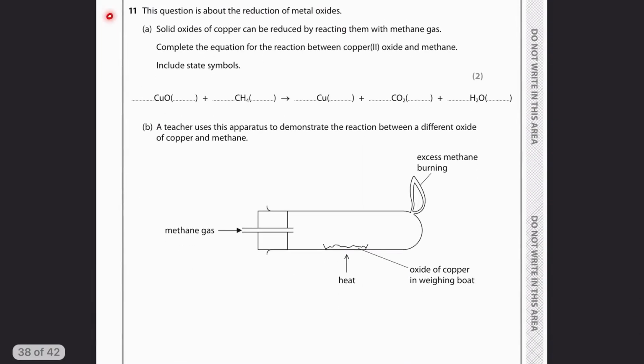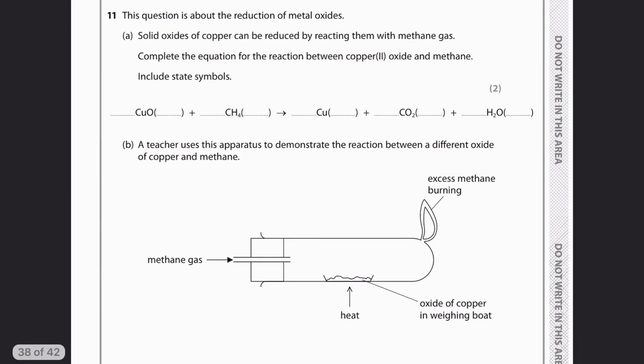Okay, question 11. This question is about the reduction of metal oxides. Solid oxides of copper can be reduced by reacting them with methane gas. Complete the equation for the reaction between copper oxide and methane. Include state symbols. Okay, let's put in the state symbols first. So copper oxide is a solid, you should know that, a black solid. CH4 is a gas. It's methane, which is actually a greenhouse gas as well.